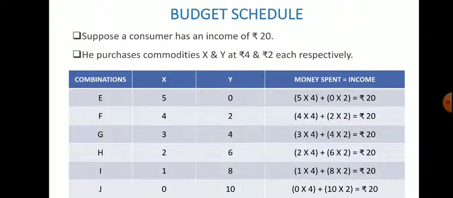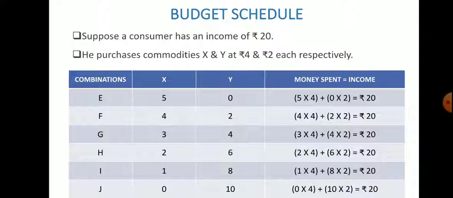Now see on the table, this is the budget schedule, where all the possible combinations of these two goods X and Y are given, for which the consumer can spend his or her entire income, that is 20 rupees. He or she can purchase less than that.